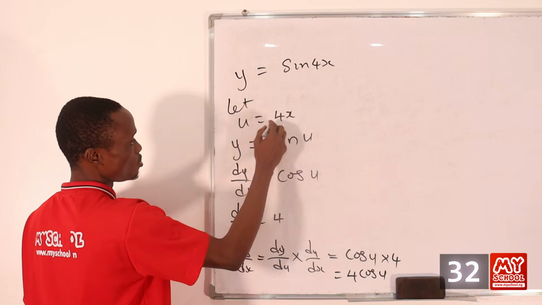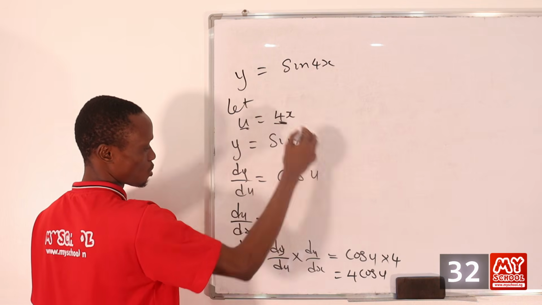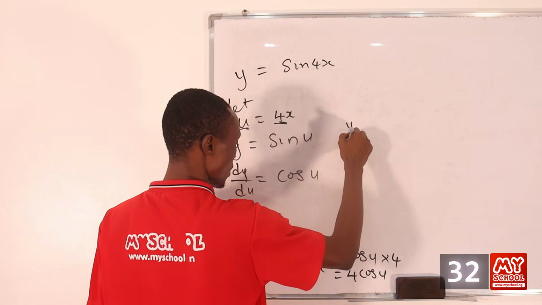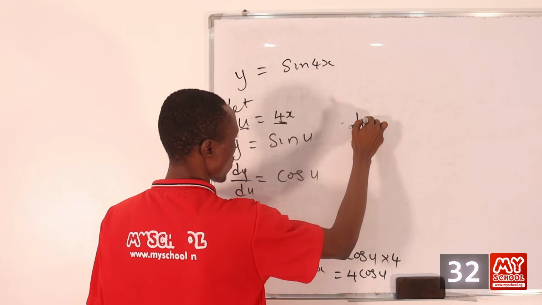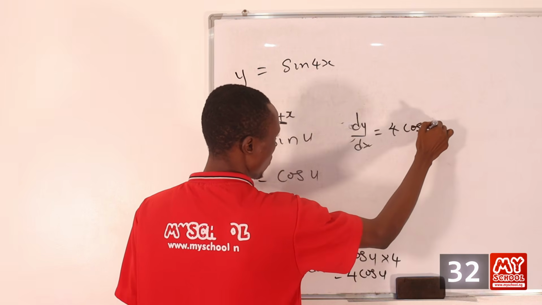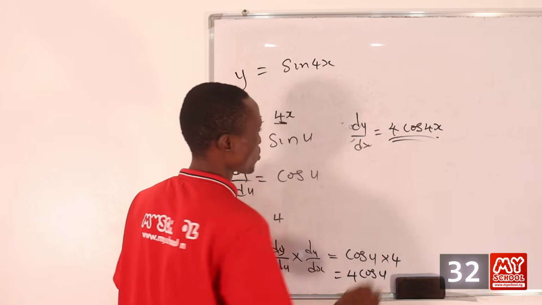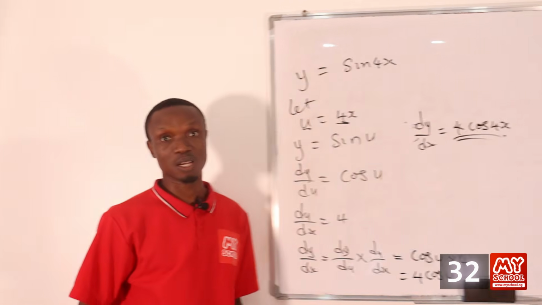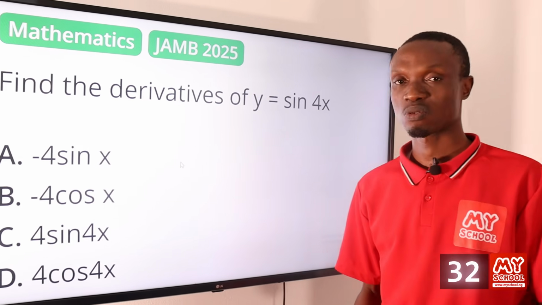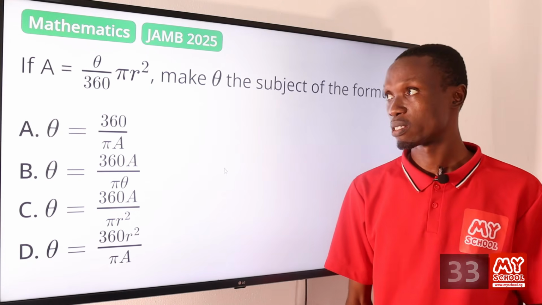But remember that u is equal to 4s. So we are going to replace this u with 4s, okay? So that dy/ds is now equal to 4 cos 4s. So let's return back to the screen to pick the correct answer to this question, and that is option D, 4 cos 4s.